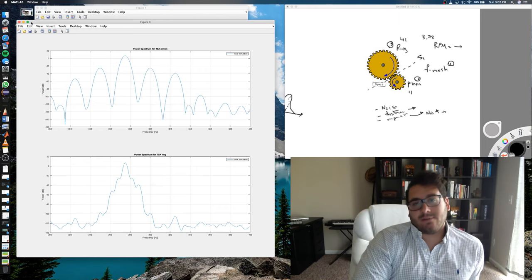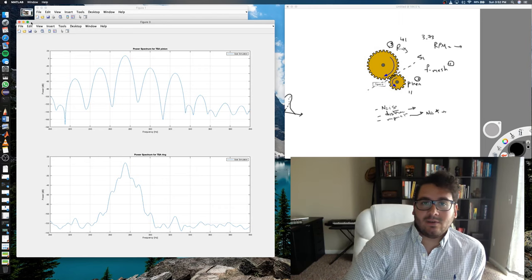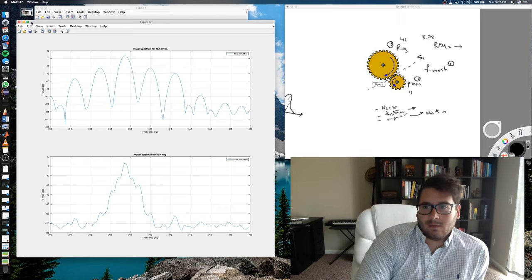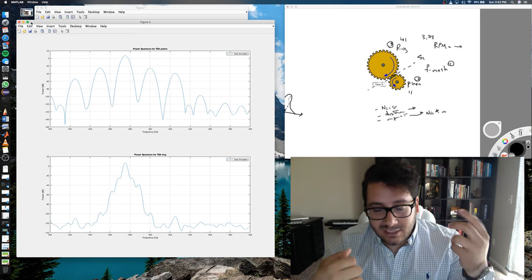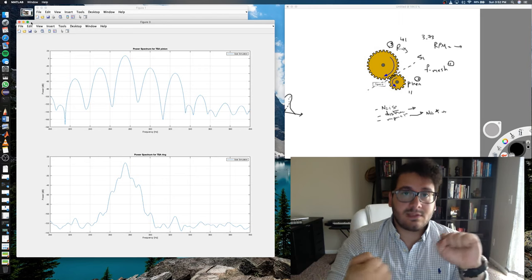let's take this model here, for example, and let's say I would like to do a torque sweep. So doing a torque sweep, I'm actively applying torque on the teeth, so I'm actually changing the way they interact.